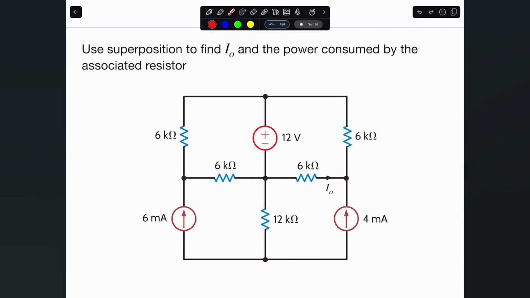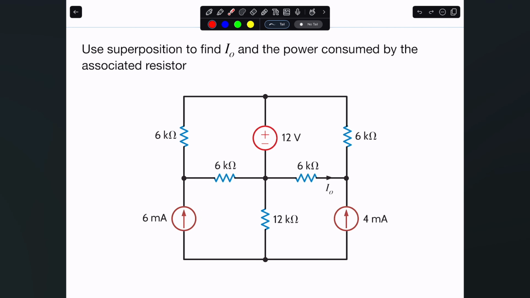To solve this circuit, we can of course use nodal or mesh analysis, but with superposition we turn off certain sources and keep certain sources on. In superposition, you don't have to keep just one source at a time. You can, for example, turn off this source, keep this one and this one on, and then compute what the I net is. That will be the first circuit. In the second iteration, you turn off this, turn off this, keep this one on, figure out the contribution to I naught, and just combine them.